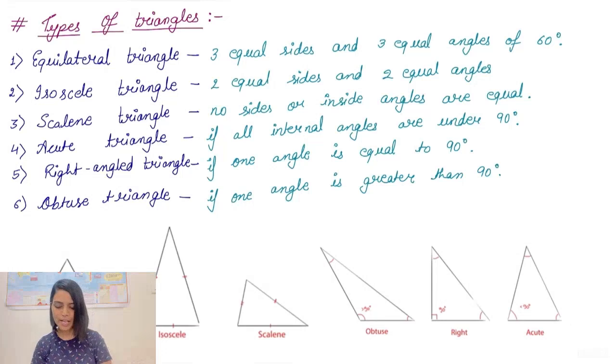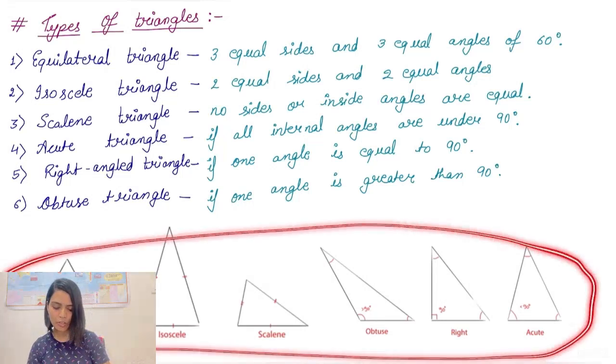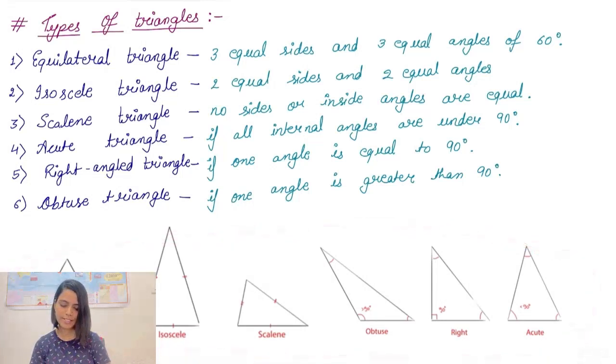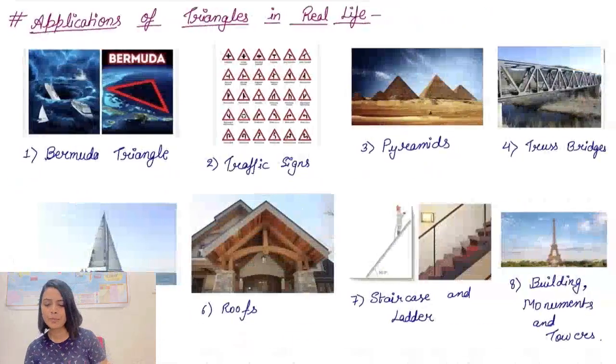I have drawn a figure in which we can see all of these. Equilateral triangle: all three sides equal. Isosceles triangle: two sides are equal, the third side is different. In a scalene triangle, all three sides are different. In an obtuse angle triangle, one angle is more than 90 degrees and the other two are less than 90 degrees. In a right angle triangle, one angle is 90 degrees and the other two are less than 90 degrees. In an acute triangle, all three angles are less than 90 degrees. Is that clear? Okay, let's move further.